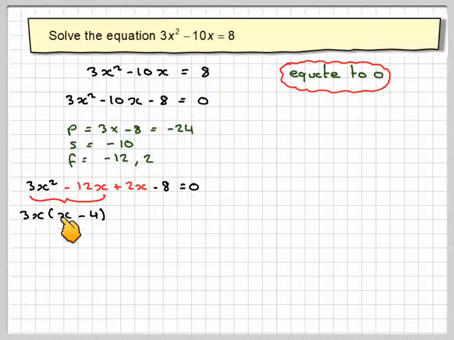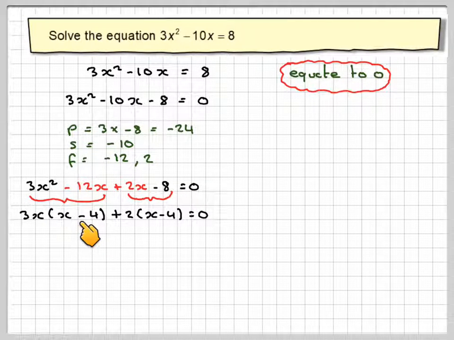Just check that. 3x times x gives me 3x squared. 3x times minus 4 gives me minus 12x. Bring down the plus sign, or whatever the sign is there. We group these two together, and then take out a common factor of 2, and we're going to get x minus 4 again. Now notice here and here we have the same thing, and that will always happen if you do this procedure correctly. So we've got x minus 4, x minus 4. It comes out as a common factor, x minus 4, and we're left with 3x plus 2.